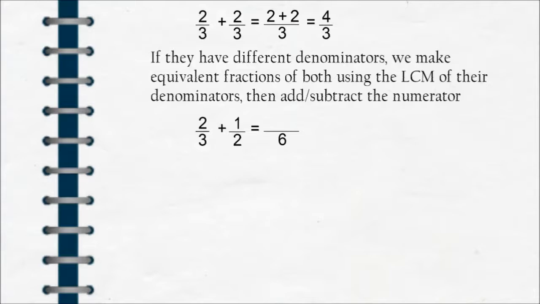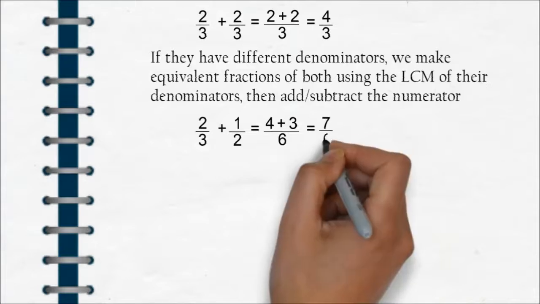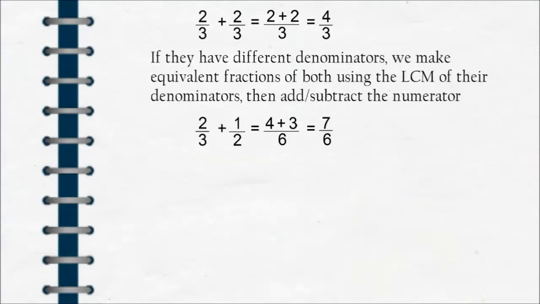Then we use 6 to divide 3. That will give us 2. 2 multiplied by 2 and we have 4. That will be 6 divided by 2 to give us 3. 3 multiplied by 1 and we have 3. Hence, we can add 4 plus 3 to give us 7. So our new fraction is 7 over 6.